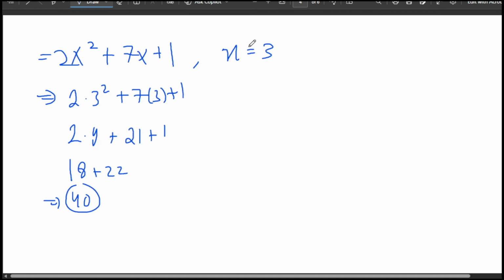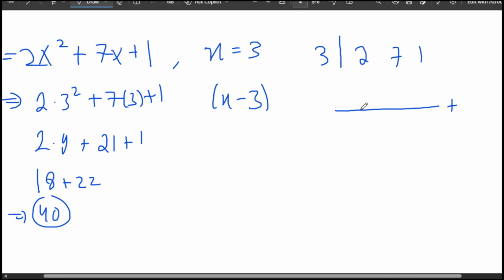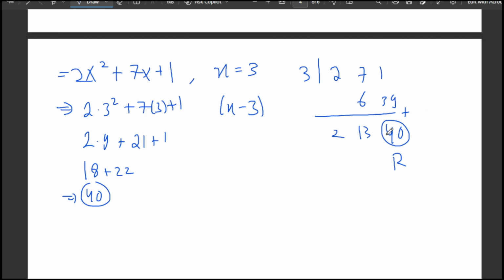How about we use the remainder theorem? Let's do synthetic division now. We have our divisor, which is x minus 3, so 3, and then 2, 7, and 1. We add them, and 2 goes down. 2 times 3 is 6. We add them, which is 13. And then 3 times 13 would be 39. Adding, we have 40. So the remainder is 40.